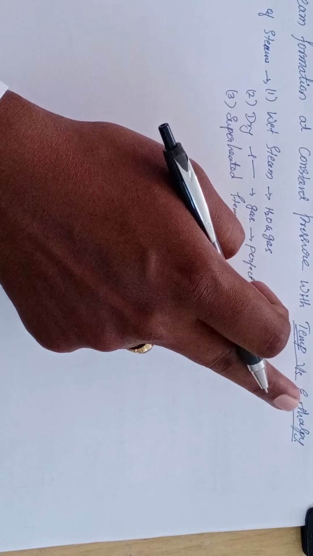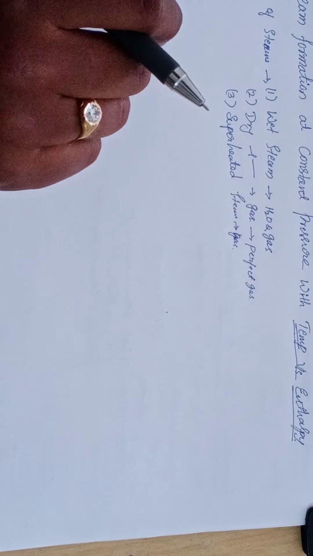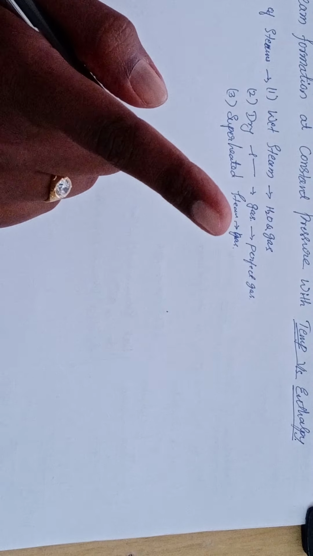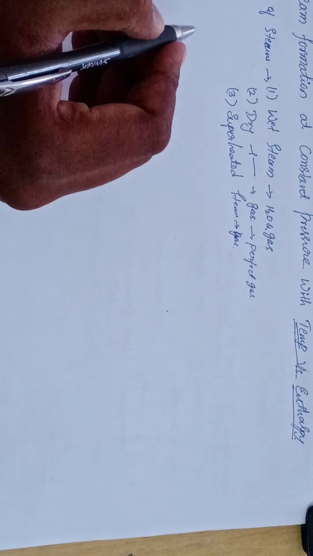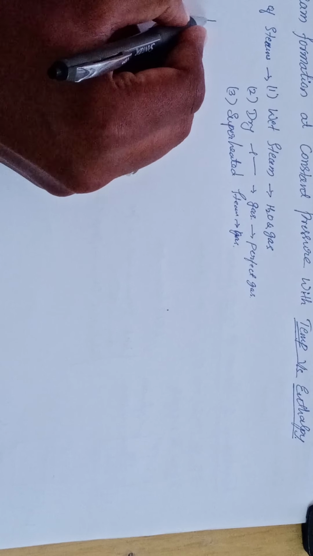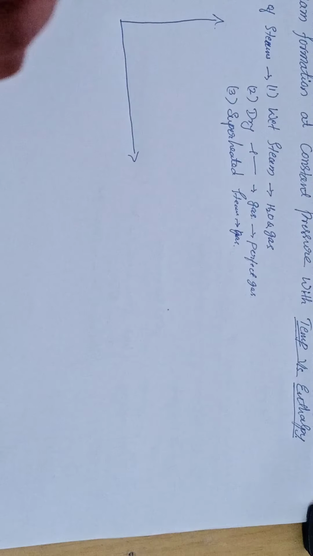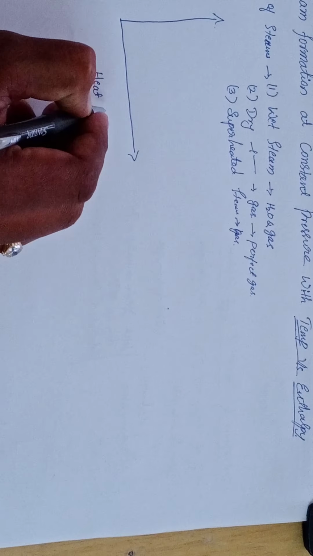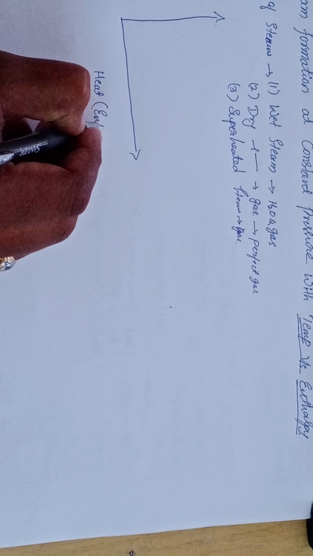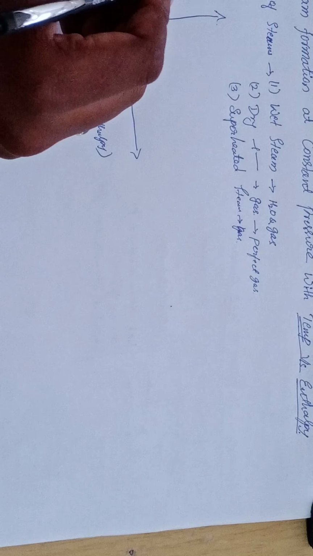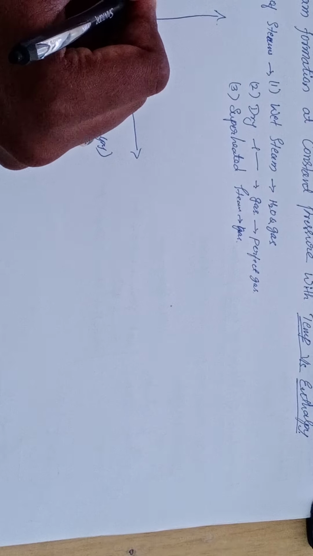So here we consider the temperature and the enthalpy. These two terms are explained by referring to the temperature versus enthalpy diagram. Let us consider an x-axis and a y-axis. Along the x-axis, I am considering the heat, or we call it enthalpy. Along the y-axis, we consider the temperature.